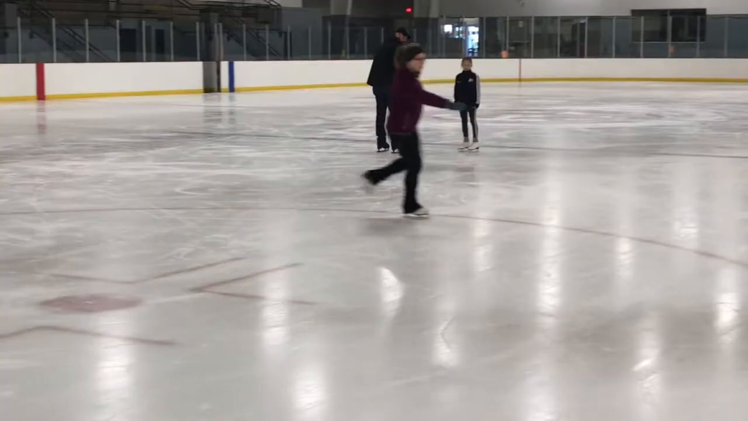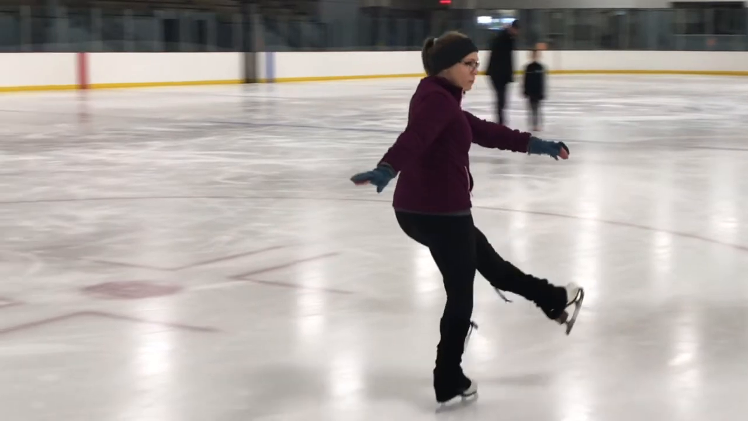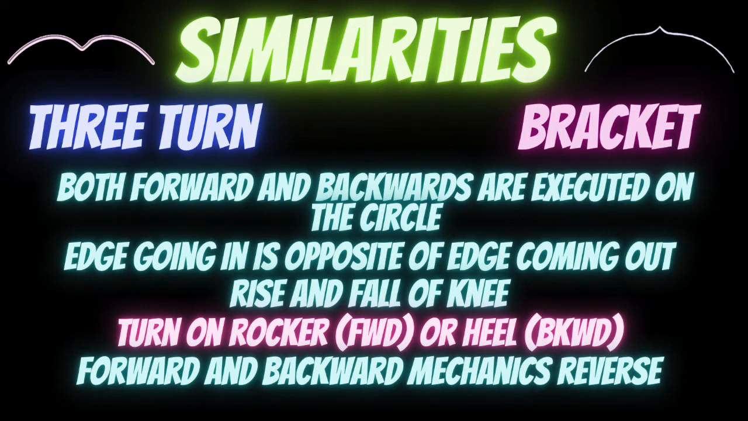It's the same exact motion when we do the bracket. And of course, just like the 3 turn and the bracket, both of them, we have to flip our hips. Basically, the turn itself, the mechanics of these turns are the same. So the rise and the fall of the knee, you always rise up a bit from your knee when you're doing the turn.